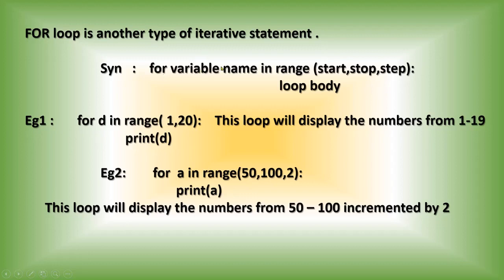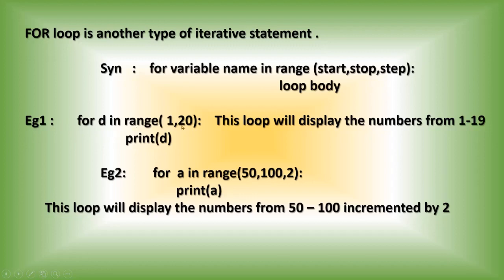For is the keyword. Here you have to use any variable name. In range is another keyword, and inside the bracket there are three arguments. One is start, second is stop, and the third is the step value. Step value is not compulsory. If you want to increment the variable by 1, then you can omit the step value. Start and stop are taken as the initial value and the final value of the variable. The for statement ends with a colon, and you write the loop body statement under the indentation of the for loop.